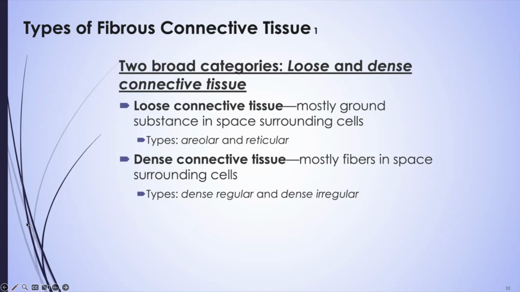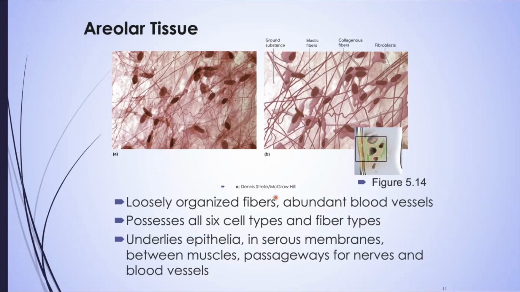So let's give some examples. Loose connective tissue: areolar connective tissue and reticular connective tissue. Then for dense: dense regular and dense irregular. So that's kind of nice. Dense is in the name, should be really easy to remember. So areolar tissue is going to have, like I said, loosely organized fibers. It's going to have an abundance of blood vessels. I didn't get a chance to tell you that. It possesses all 6 types of cells and fiber types, okay?